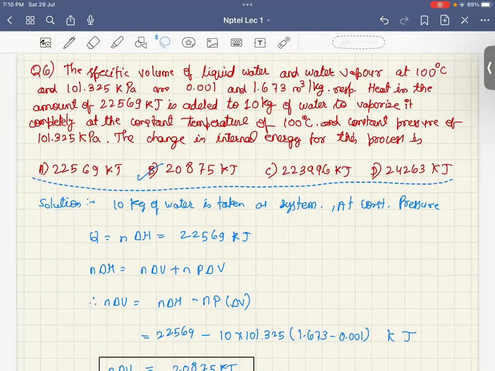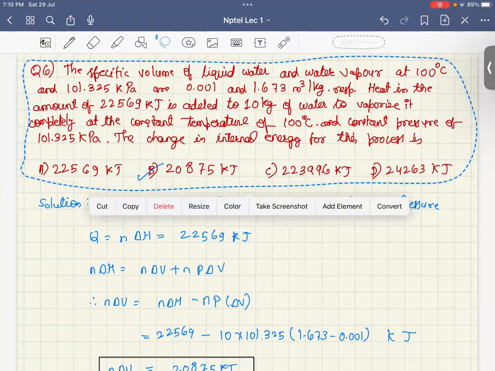Now, does anybody have any doubt in this? Everybody is able to understand it. If you're not able to understand, please ask.